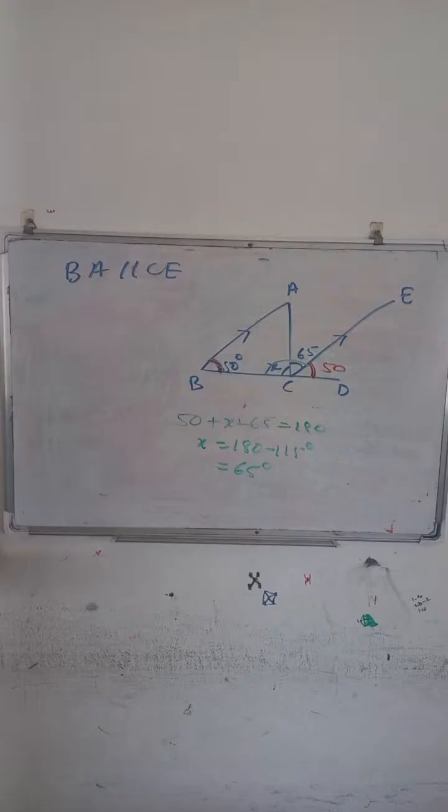So write down the next question. In the given right angled triangle ABC, angle B is equal to 90 degree. Find the value of x.